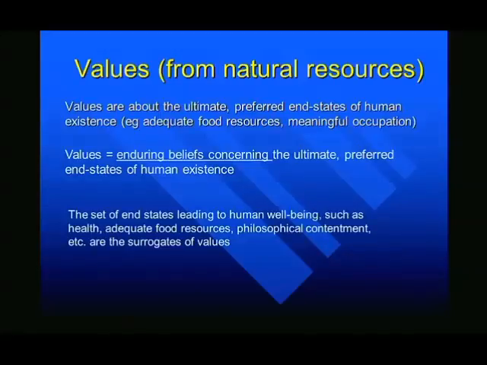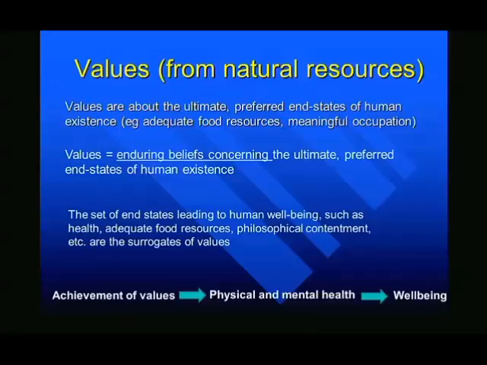So, when we look at the values classification in a second, it's the set of end states. It is a classification of the set of end states that we see as leading to human well-being, such as health, adequate food resources, philosophical contentment, etc. And we use those endpoints themselves as the surrogates of values. So we don't want to be saying continuously, this is the enduring belief that. So we use the actual endpoint to represent the value. And our underlying principle is that achievement of a particular set of values will give you physical and mental health, which is human well-being.